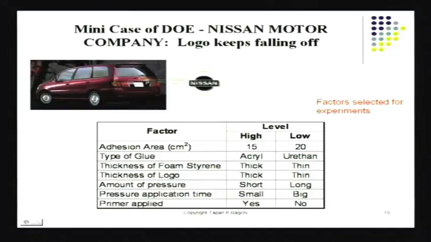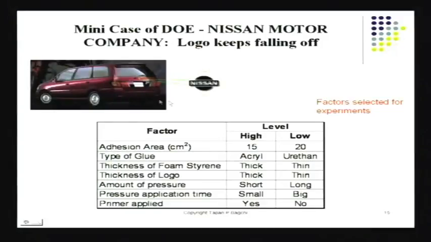The amount of pressure that I apply, pressure application time that I just mentioned, and any kind of primer that you apply on the surface of the shiny card. That shine itself, that polymer that is there, might resist proper gluing. So that also is something that I might like to manipulate. Now I'd like to run a simple experiment. And what kind of experiment am I going to run?